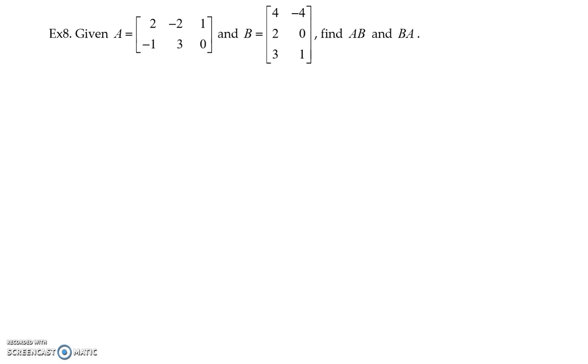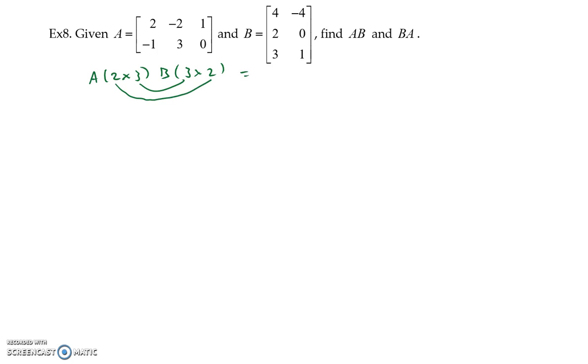Now continuing to example 8. A is a 2 by 3 matrix, B is a 3 by 2 matrix. Find, if possible, A times B and B times A. Let's first of all list the matrices in the order we want to multiply them, along with their orders. A is a 2 by 3 matrix. B, a 3 by 2 matrix. Notice these inner numbers match, so the product is possible, and the outer numbers determine the order.